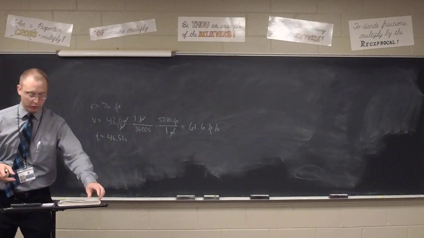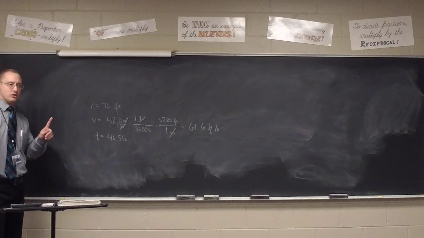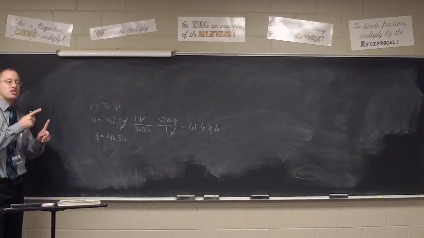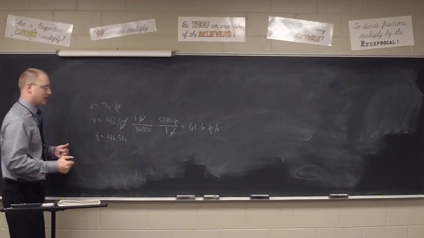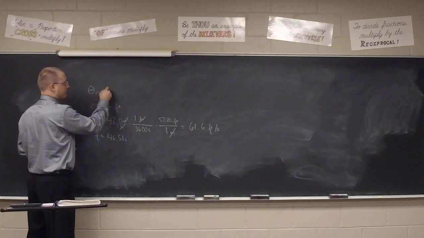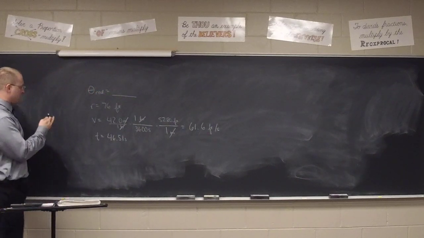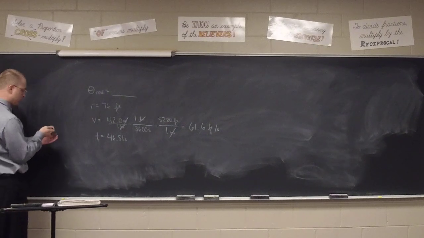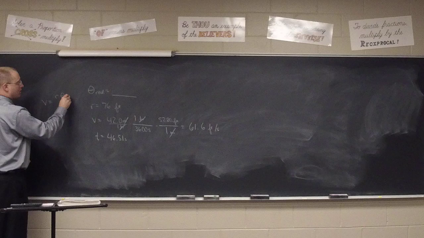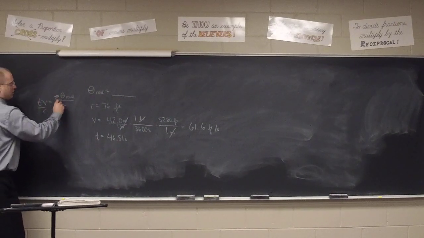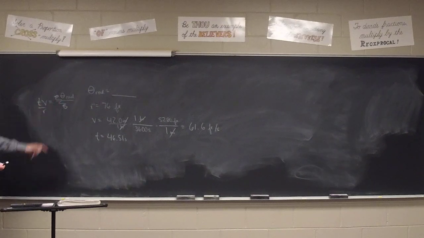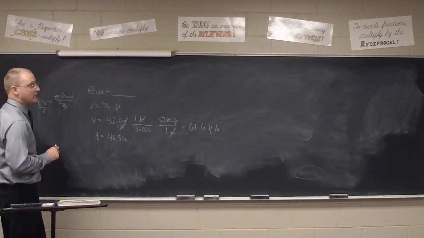It says, how many circular loops will the roller coaster travel? Well, a loop is a circle, 2 pi. So the question is, how many 2 pi's? Well, that means how many radians? I'm finding theta rad. So, again, what equation relates these variables? V equals R times theta rad over T. All right, and if I want to get the theta rad by itself, what do I need to do? T times V over R. Good. So take the T times the V, divide by the R, that'll give you your angle in radians. And what do we get?